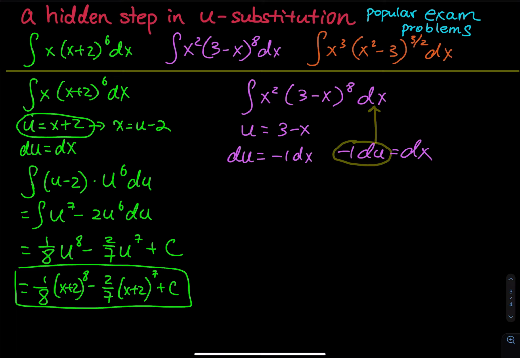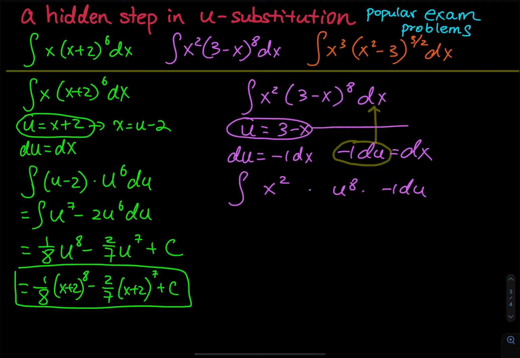Okay, so looks like you have the integral of x squared times u to the 8 times negative 1 du, right? Is this correct? No. The differential is du. You are not allowed to have an x squared. So how do you get rid of the x squared? So here is how you get rid of the x squared.